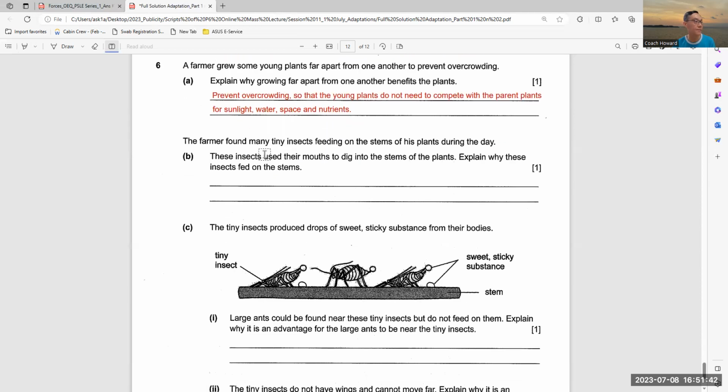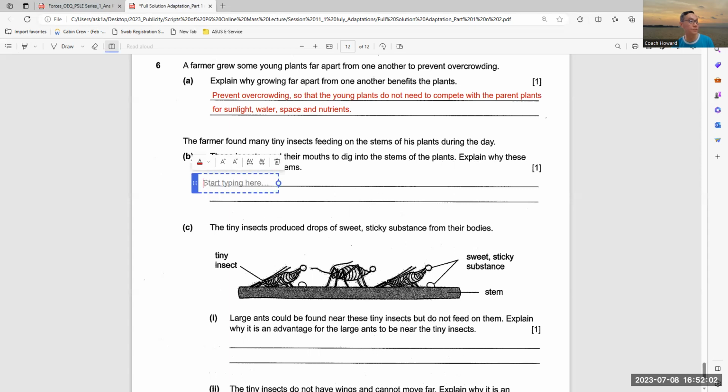Okay, next, the farmer found many tiny insects feeding on the stem of his plant during the day. These insects use their mouth to dig into the stem of the plant as shown here. Explain why this insect feeds on the stem. Okay, this tests your understanding about the food carrying tubes. So you need to explain.